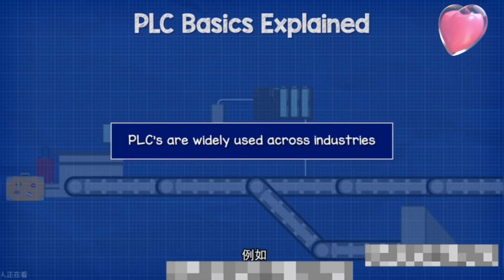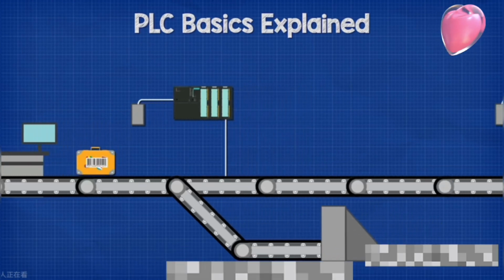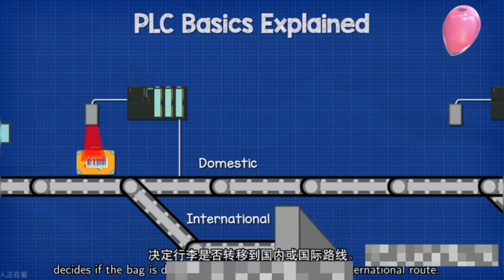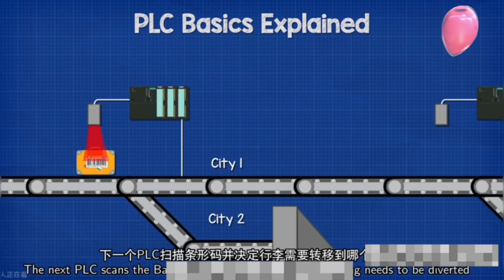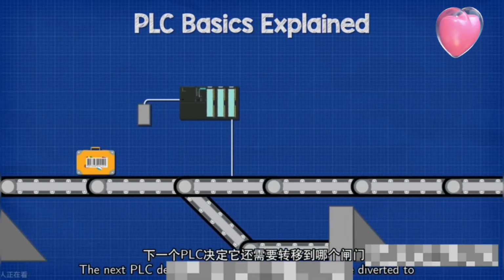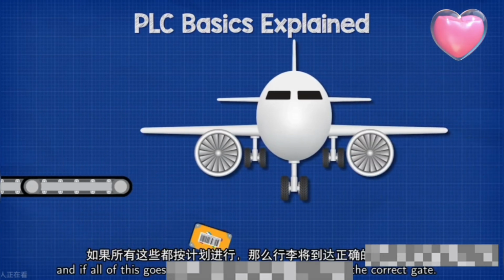PLCs are widely used. For example, when you check a bag in at the airport, the bag is given a barcode and it enters the conveyor belt. A PLC scans the barcode and, based on a set of rules, decides if the bag is diverted to either the domestic or international route. The next PLC scans the barcode and decides which city the bag needs to be diverted to. The next PLC decides which gate it also needs to be diverted to. And if all of this goes to plan, then the bag will arrive at the correct gate.